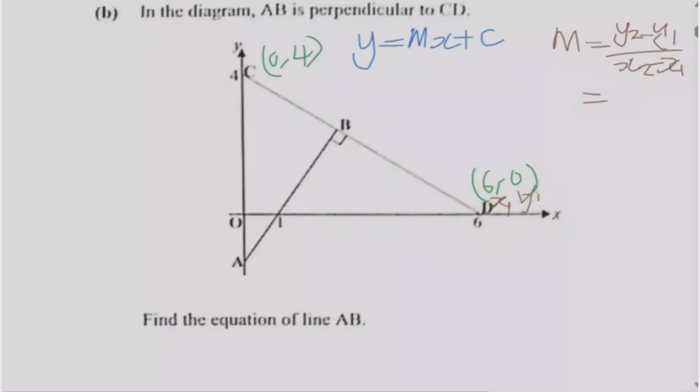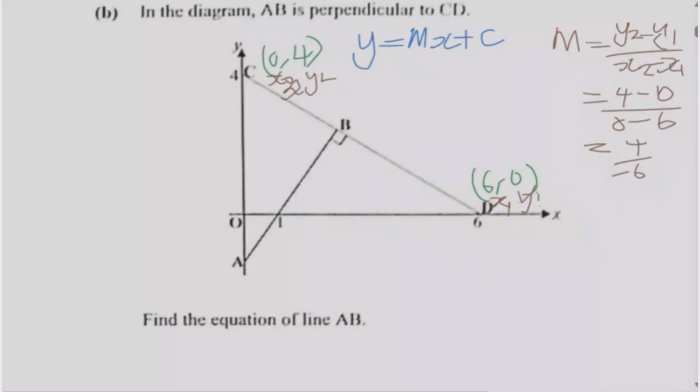Okay, then C as x2 and y2. Okay, so we can see that y2 is 4, minus y1 which is 0, then over x2, we have found that to be 0 there on top, then x1 is 6, so minus 6. Then when we evaluate that, we're going to get 4 over negative 6.